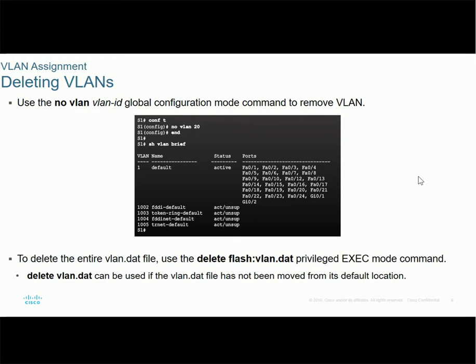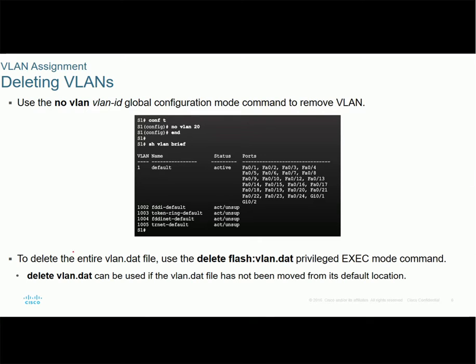So we have an example here, the same VLAN, VLAN 20. If we type config t, then no vlan 20, basically what we are doing here is removing the VLAN, so it no longer appears in the vlan.dat or the VLAN database. When you type the show vlan brief command, it will verify that VLAN 20 is no longer present in the vlan.dat file.